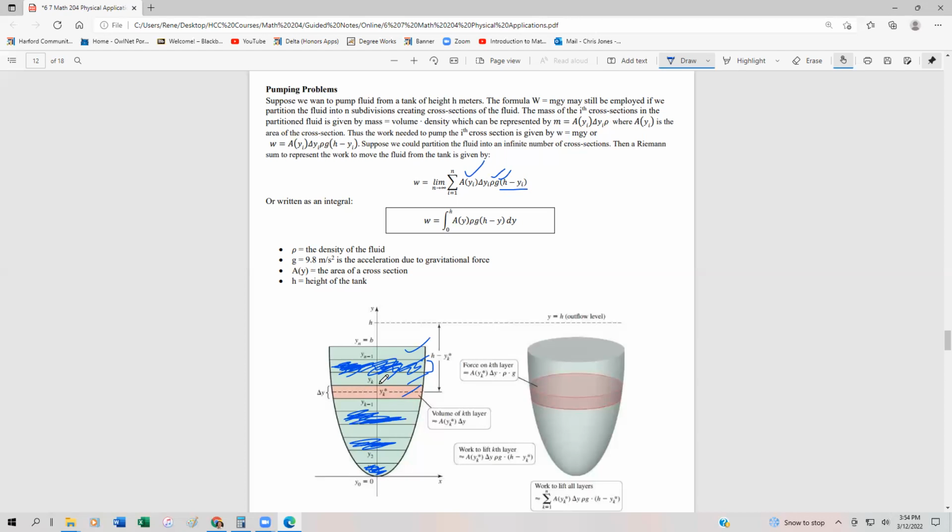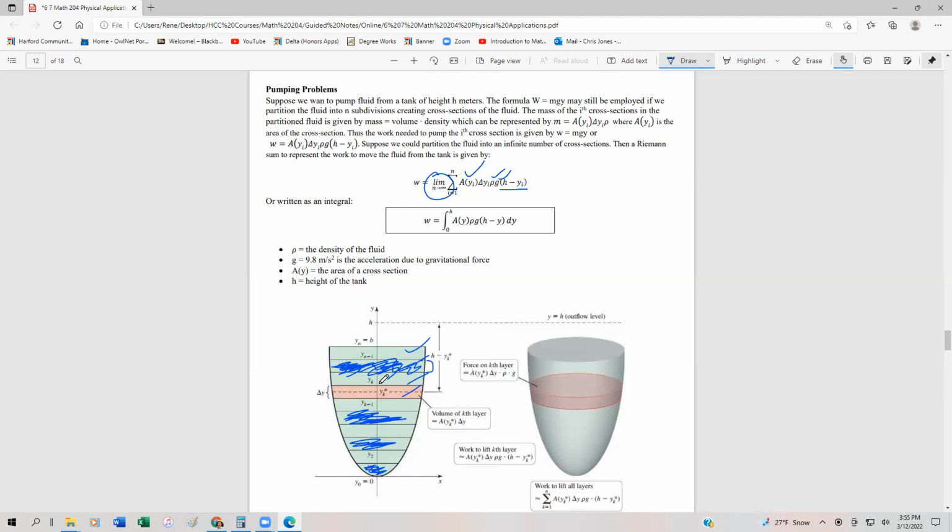Okay, so h minus y sub i: the height, basically, minus how far down in the tank it already is. Obviously, the deeper it is in the tank, the harder it is to pump out. Now of course we want an infinite number of those, and if we take an infinite number, that means that delta y sub i is going to go towards 0, and we get an integral. Surprise.